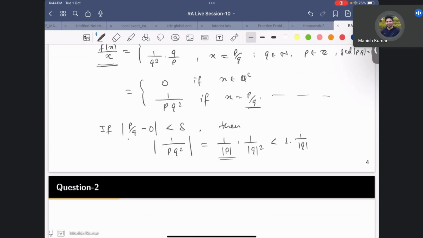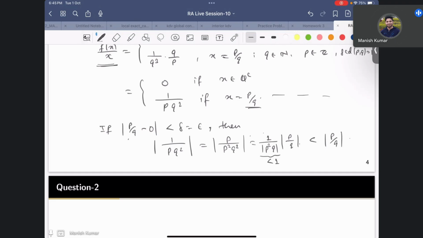So maybe I'll write 1 by p by q in this fashion. Let's say I'll multiply p and divide by p. So I'll have p by p square q square, and this is nothing but p by q, I'll make it separate, and the other would be 1 by mod p square q. Okay, and I know this is greater than 1, so I can say this is less than mod p by q, because 1 by this thing is less than 1. Now I know this is less than delta, so if I choose my delta equal to epsilon, I am done.